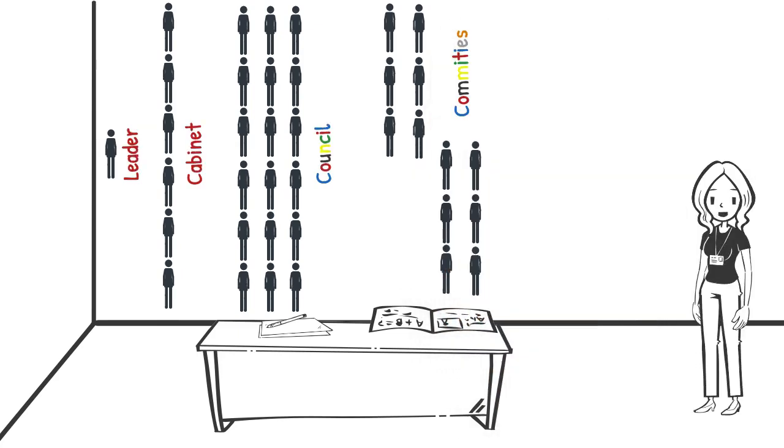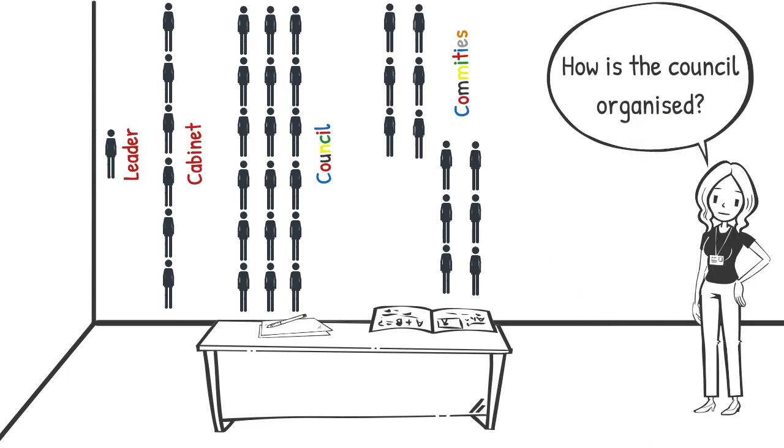The leader and the cabinet come from members of the party that won the most seats in the election. Each member of the cabinet is responsible for one area of the local council's work. The council is made up of other members of all political parties who have been elected to the council. The committees are people who make recommendations to the cabinet about developments they would like to see in each area. The scrutiny committee checks up on the work of the cabinet.